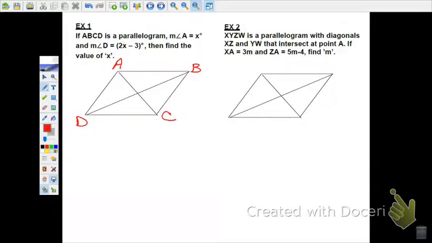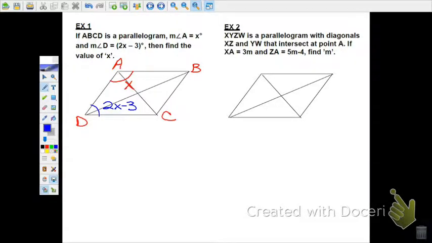It tells me that angle A has a measure of x, and it tells me that angle D has a measure of 2x minus 3, and I want to find the value of x. So looking at my diagram and looking at those properties that we just talked about, what kind of a relationship do I know about angle A and angle D?